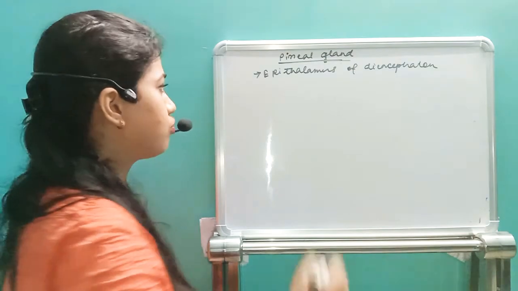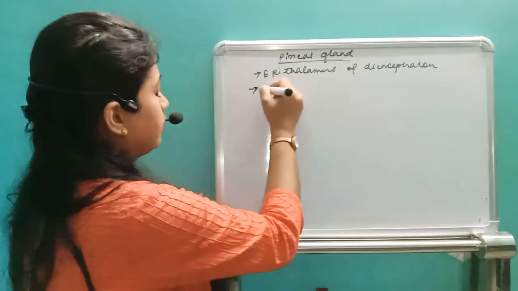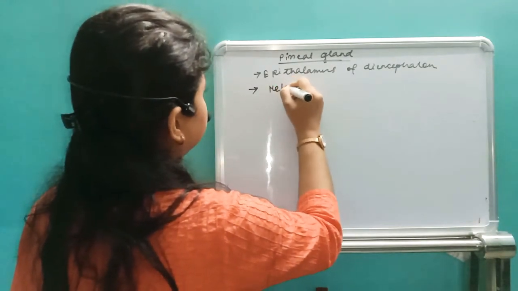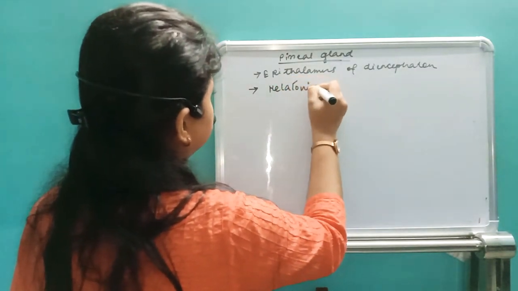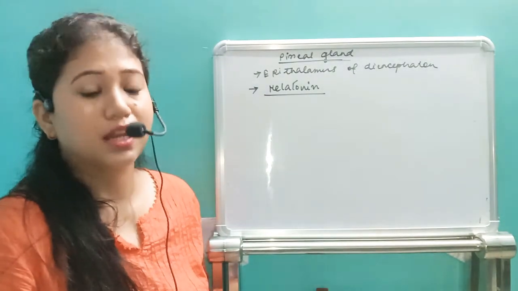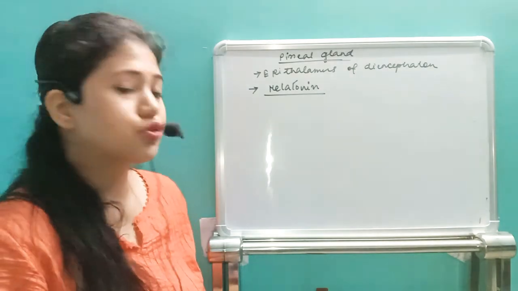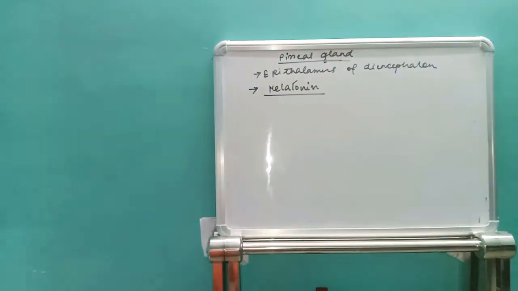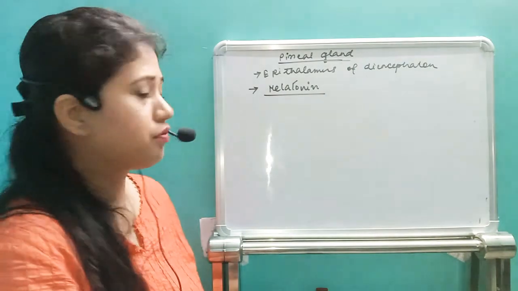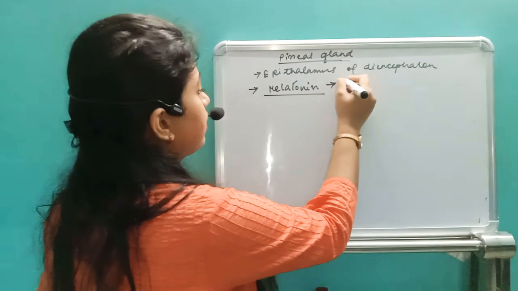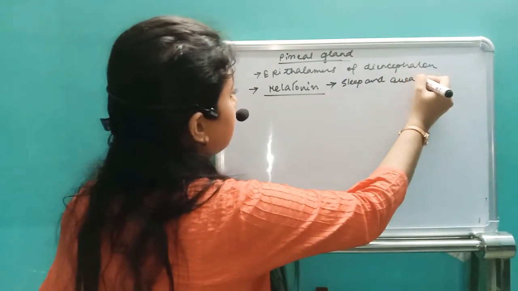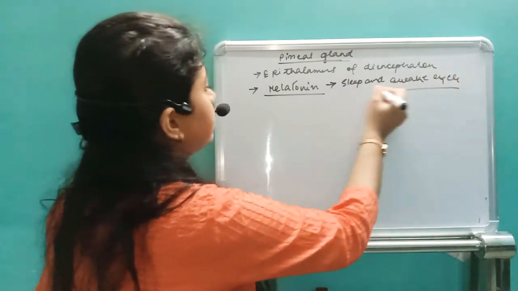What is the name of this hormone? That is called as... okay, so just see, it is going to have one secretion, that is melatonin. So what is the function of this melatonin? Melatonin has an important function to maintain the sleep and awake cycle. So the sleep and awake cycle is maintained by the melatonin.